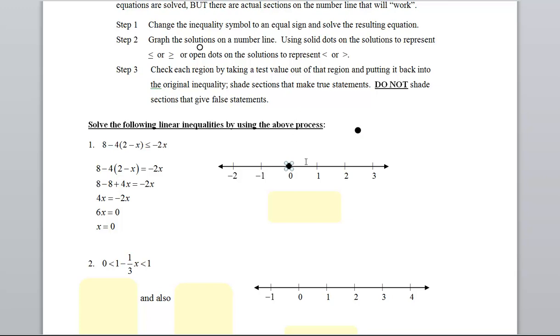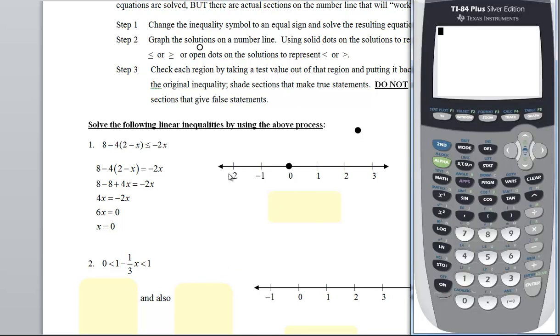Now, if you'll notice, if I could cut this number line at 0, I would have two sections: this section to the left of 0 and this section to the right. So we have got to check both sections. I need a number on this side. Whether you see it or not, I'm going to put in, say, negative 8. So let me store negative 8 into my calculator. I'm going to type in the left-hand side and get an answer, and then type in the right-hand side.